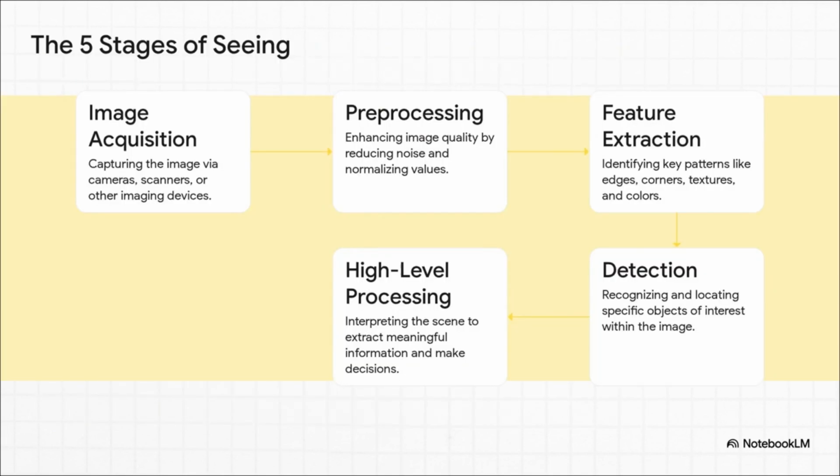So how does a machine actually go from just a bunch of pixels to recognizing, say, a stop sign? Well, it's a multi-stage process. First, it gets the image and cleans it up. But then comes the real magic: feature extraction. The AI learns to spot key patterns: the sharp corners of a sign, the rough texture of tree bark, that specific shade of red. Finally, it puts all those clues together to recognize the object and make a decision, like, hey, I should probably stop.